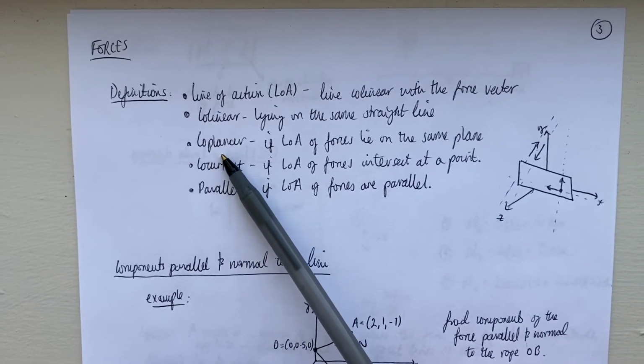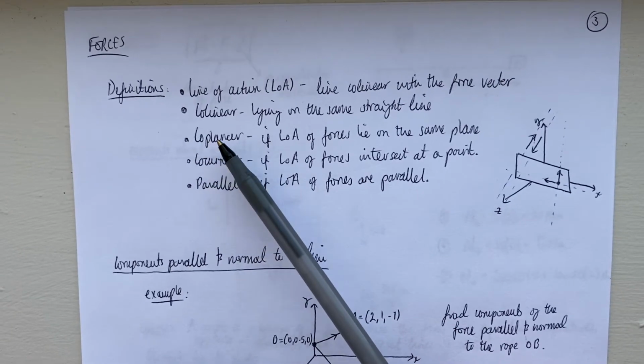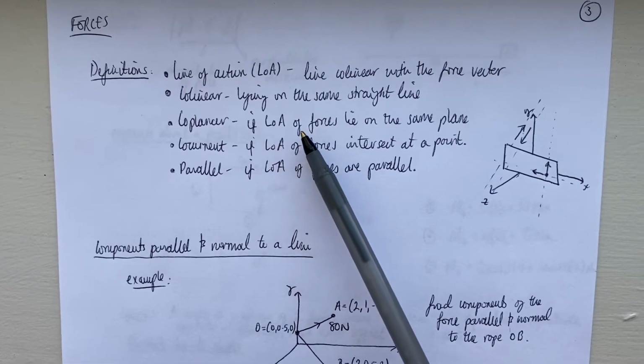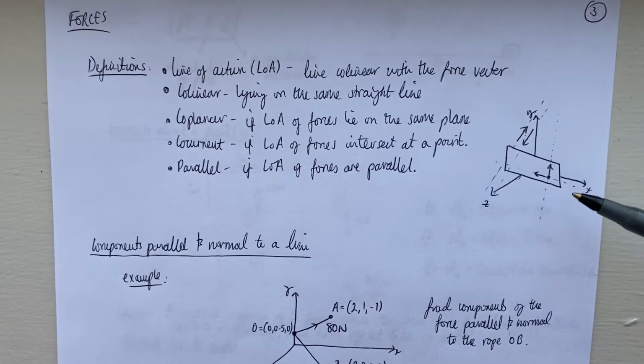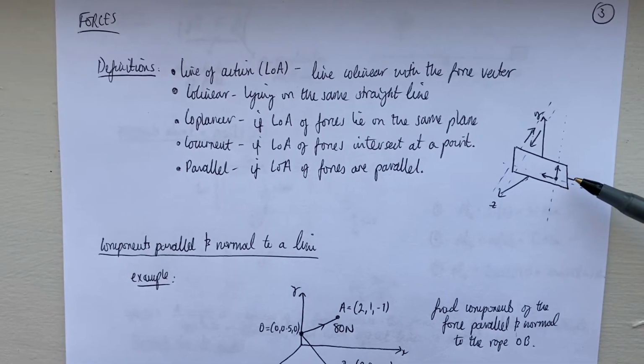Coplanar, as the name suggests, means they lie on the same plane, right? Planar, coplanar. It's a good way of remembering that. So if the lines of action of two forces lie on the same plane, like these two down here, then these two force vectors are coplanar.